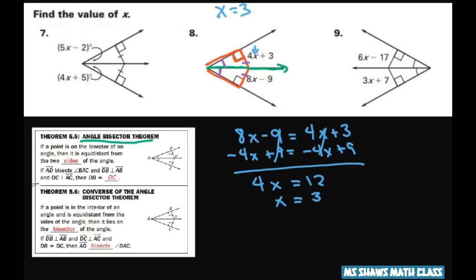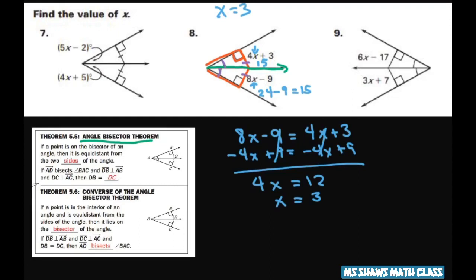You get 4 times 3 is 12 plus 3, so this will be 15. Plug in 3 here. You're going to get 24. 3 times 8 is 24. Minus 9 also equals 15. So these two sides are congruent.